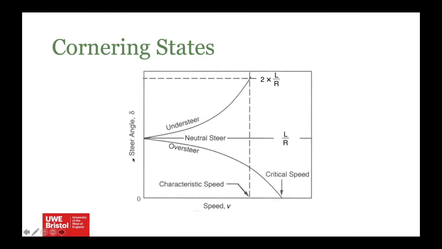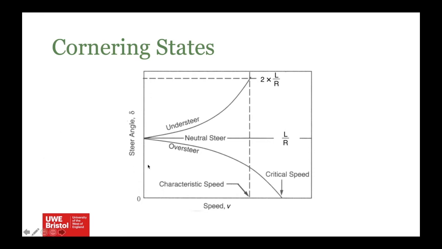Neutral steer: down here, you've got L upon R, and so that's your steer angle, irrespective of how fast you're going around the corner. With a KU greater than 0, you've got an understeering vehicle, so as you increase the speed, you need to apply a bigger steer angle to maintain the radius of the corner. As you increase your speed, the steer angle is going to grow as you go faster and faster.